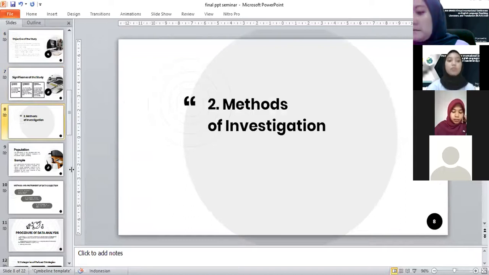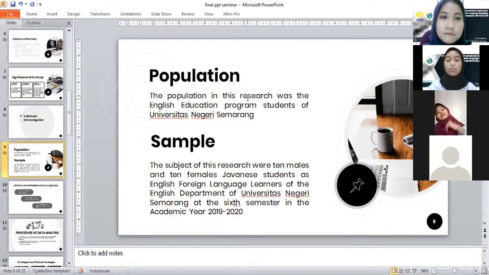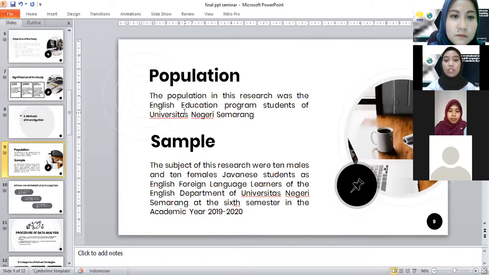Okay, we move to the methods of the investigation. The population in this research was the English education program students of Universitas Negeri Semarang, and the sample is 10 male and 10 female Javanese students as English foreign language learners of the English department of Universitas Negeri Semarang at the sixth semester in the academic year 2019 and 2020.